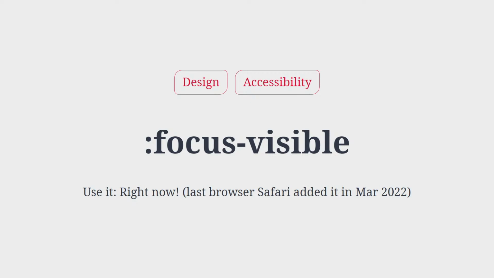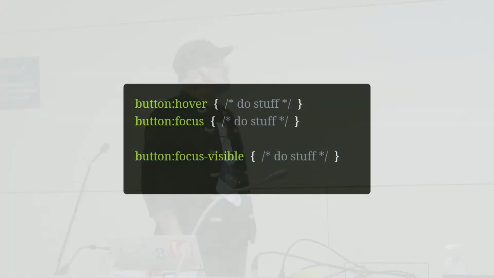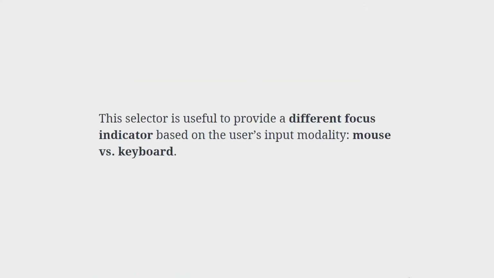Then we have Focus Visible. I have a feeling not everybody knows about it. The last browser to add it was Safari in March last year. Focus Visible is something you can use instead of Focus. The difference is you can now differentiate between mouse and keyboard.